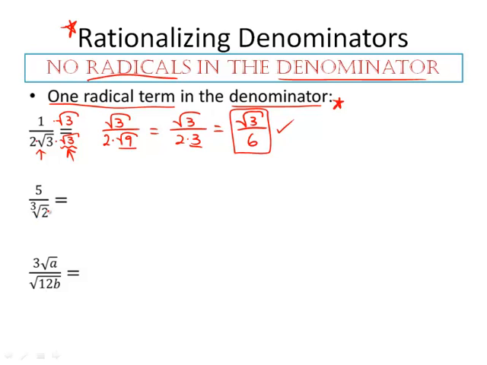Let's look at the next one. Think about what you would multiply cube root of 2 by to eliminate the root.